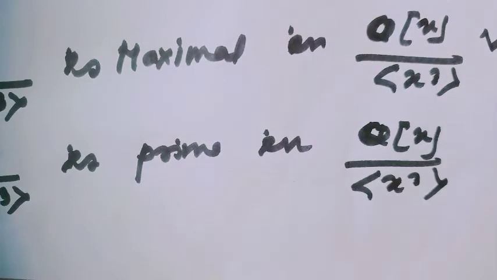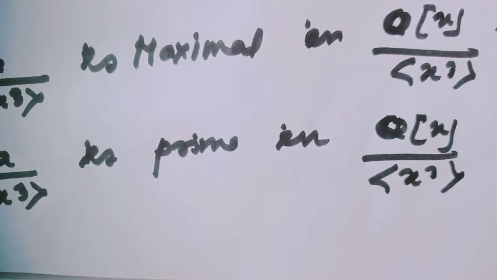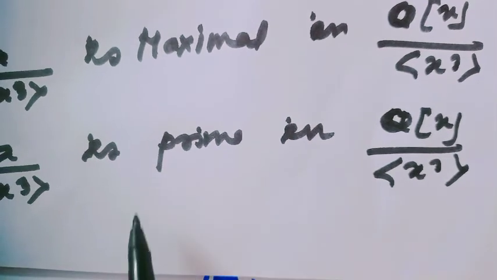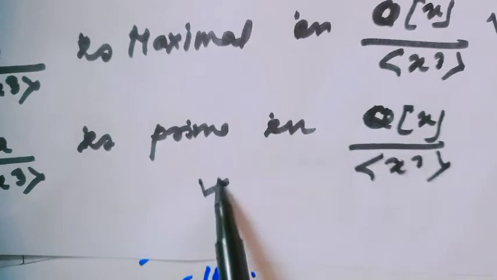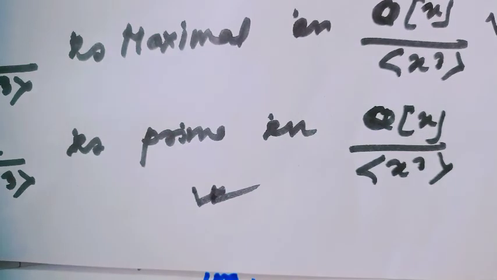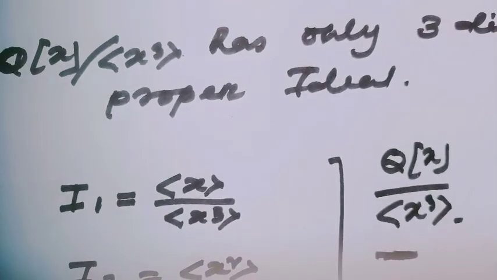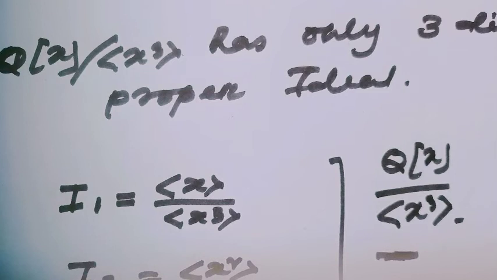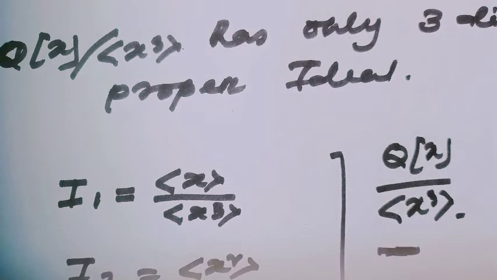Obviously, since it is a maximal ideal and Q[x] is a commutative ring with unity, therefore this ideal is also a prime ideal in this ring. Another method, if you don't want to use the third ring isomorphism theorem, is to just use the definition of prime ideal in the ring A.